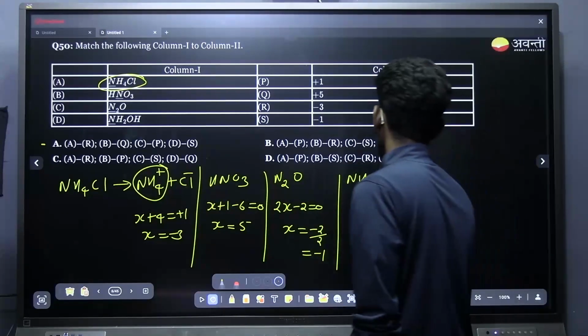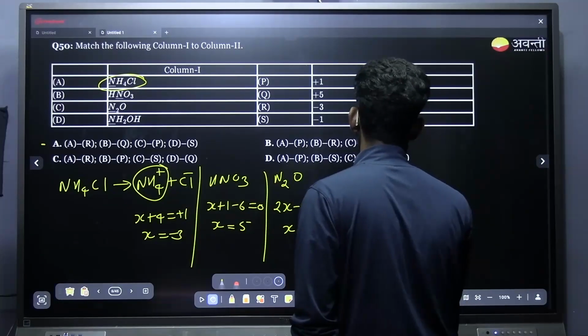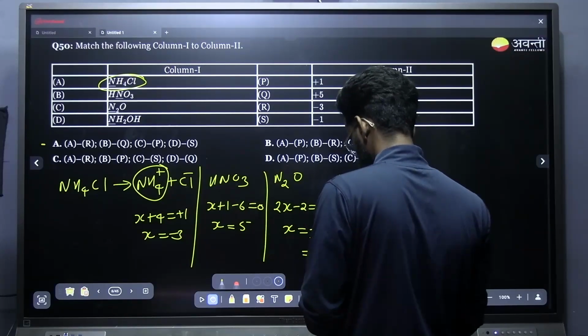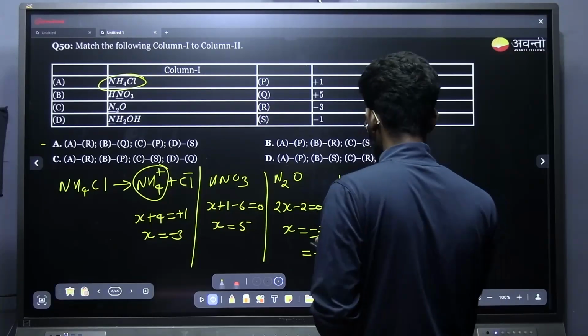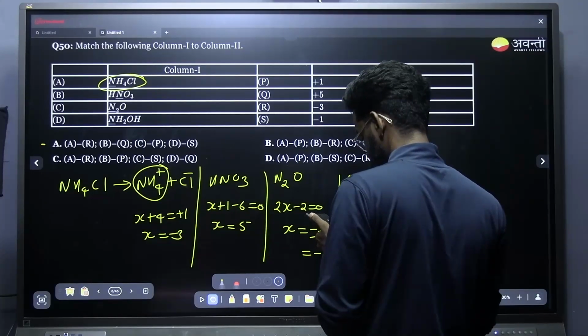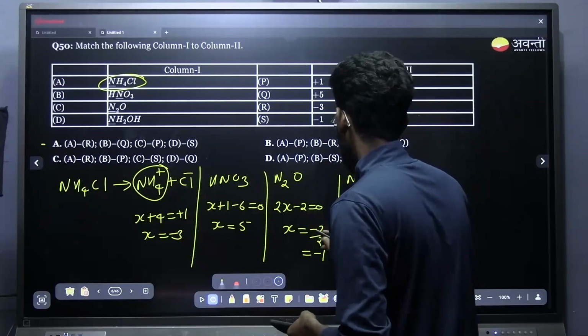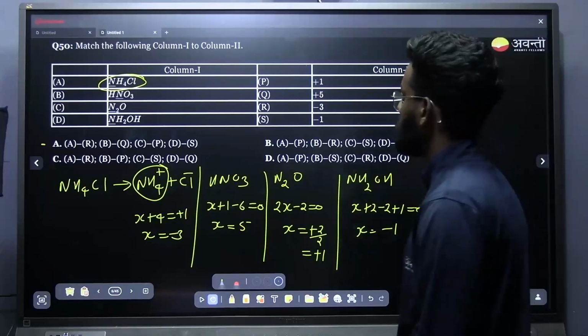Okay, no. Plus 2 minus 2. Yeah, for NH2OH, X is coming as minus 1. Okay, here it is coming plus only, plus 1. Okay, so this is the oxidation number of the compounds given here.